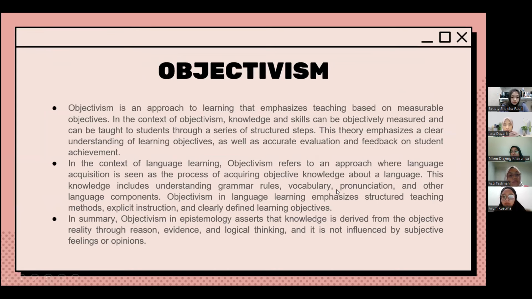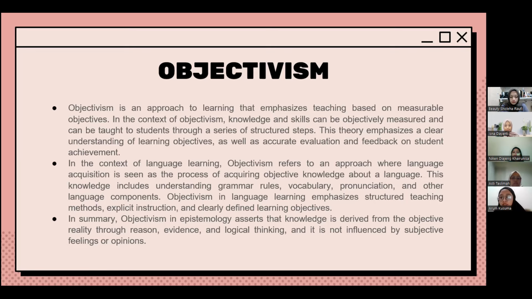For the first, Objectivism. Objectivism is an approach to learning that emphasizes teaching based on measurable objectives. In the context of Objectivism, knowledge and skill can be objectively measured and can be taught to students through a series of structured steps. This theory emphasizes a clear understanding of learning objectives as well as accurate evaluation and feedback on students' achievement. In the context of language learning, Objectivism refers to an approach where language acquisition is seen as the process of acquiring objective knowledge about a language. This knowledge includes understanding grammar rules, vocabulary, pronunciation, and other language components.